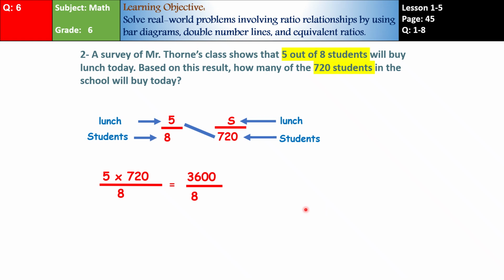Now the next step is doing long division. Again you can pause the video, try long division and your answer will be 450. So 450 students are going to buy lunch that day.